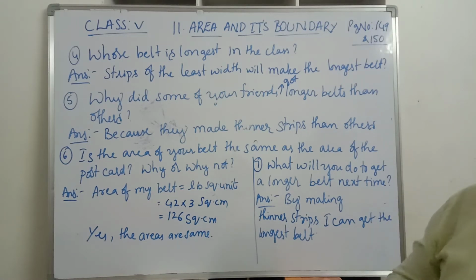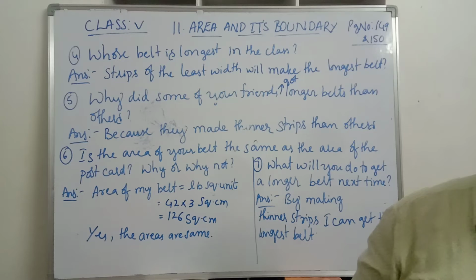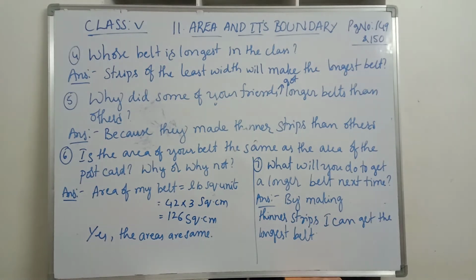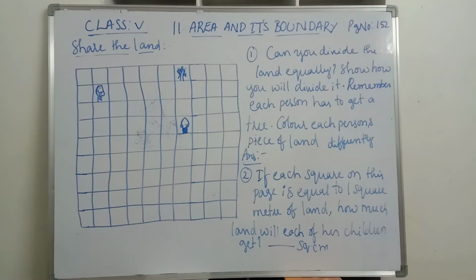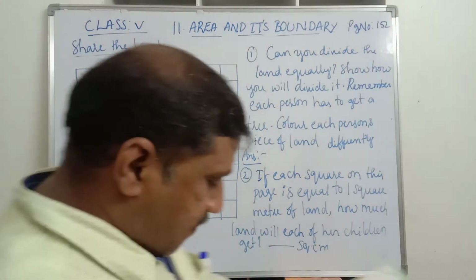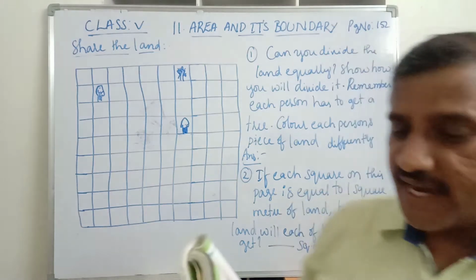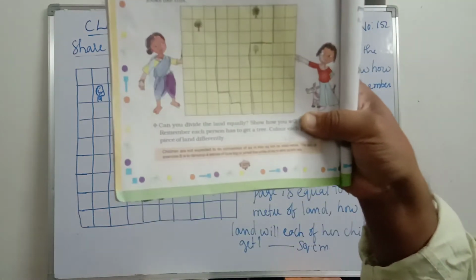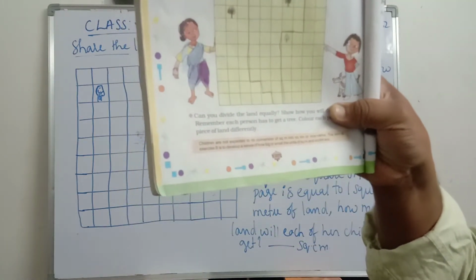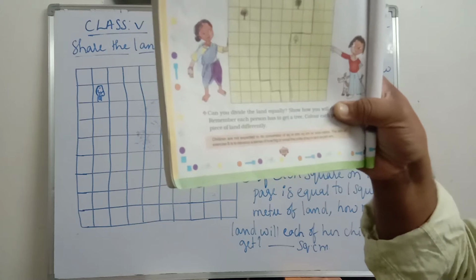Is it clear, children? You understand this belt activity? Yes. Now we will move to one more activity. On page number 152, Share the Land. See the picture here. A land is shown in the figure.